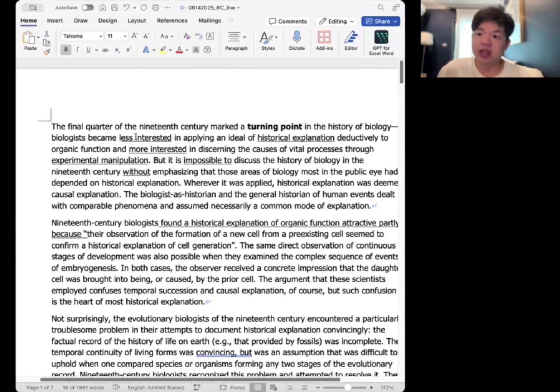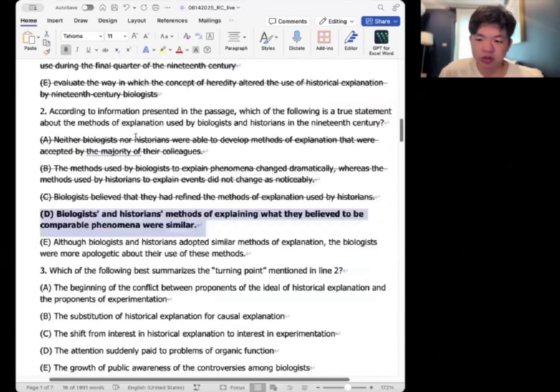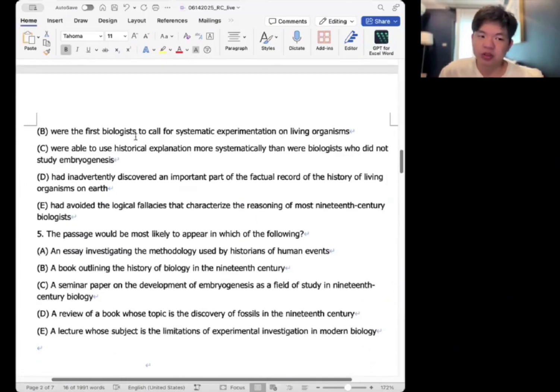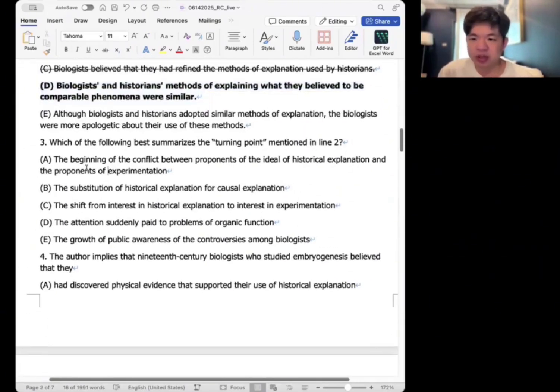So if we want to summarize and simplify this, right? In conceptual terms, the summary is that they changed their research direction and methods. They abandoned purely historical explanations and started using experiments. It's just that simple. Once you've thought it through and summarized it, you can go back and look at the options. Okay, so here, what does the first key point refer to? Does it refer to the beginning of the conflict between historical explanations and experimenters? It doesn't seem like there's any conflict.